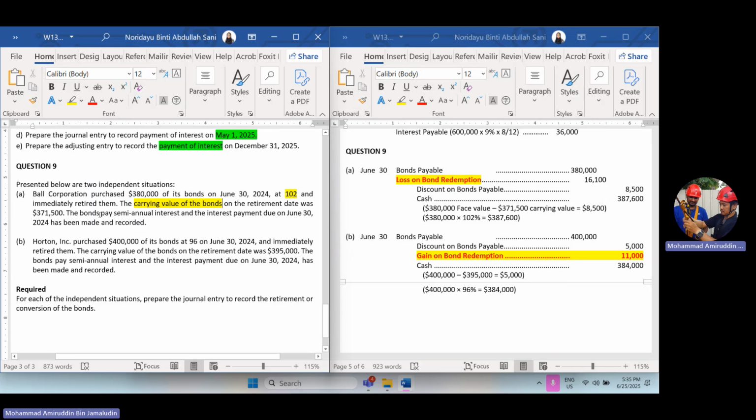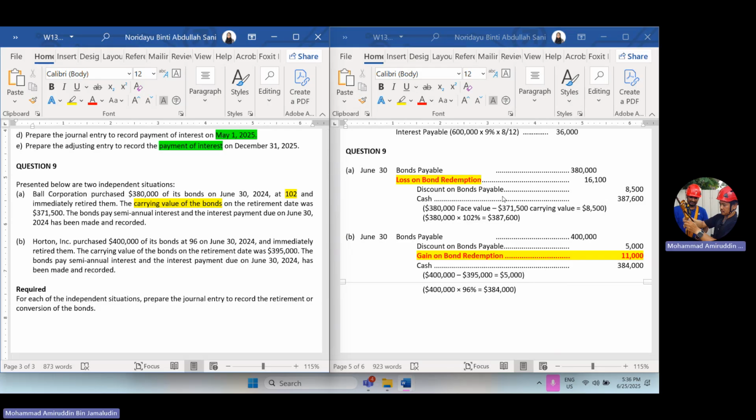Carrying value of the bond during retirement, during the maturity date, is 371,500. Meaning this bond is not valued at 380. It's valued at 371,500 at the end of its maturity period. Okay? Like here, so happens we have the bond, after that, immediately retired them. But even though there's a gap of a few days, it can be this different. As you know, the share market is instantly changing within a day.